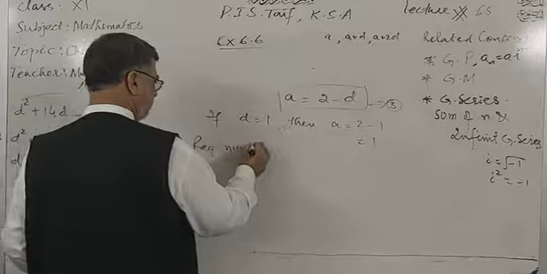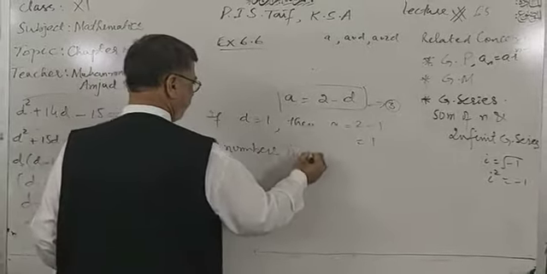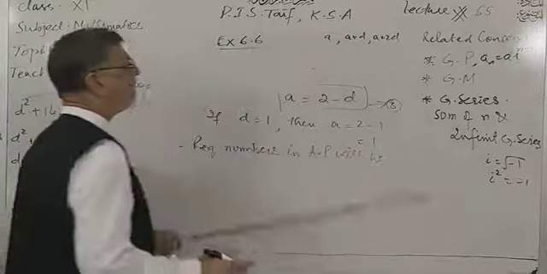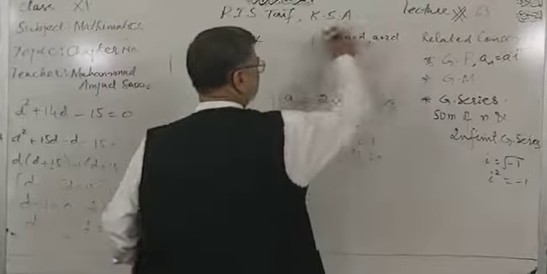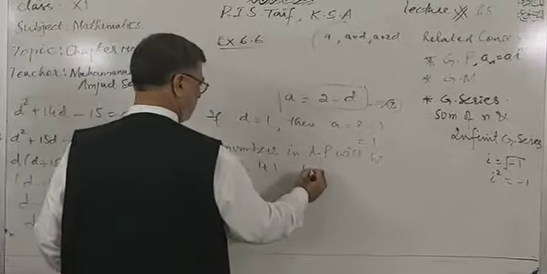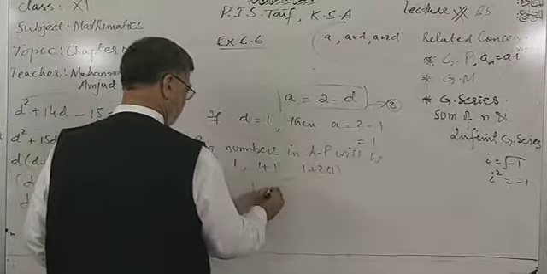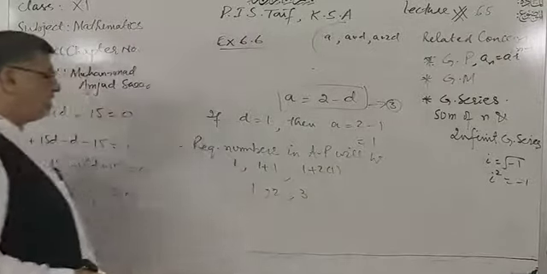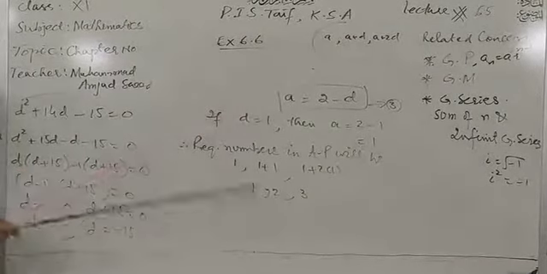Therefore, the required numbers in AP will be 1 plus 1, 1 plus 2 into 1: 1, 2 and 3. So these are three required numbers in AP.